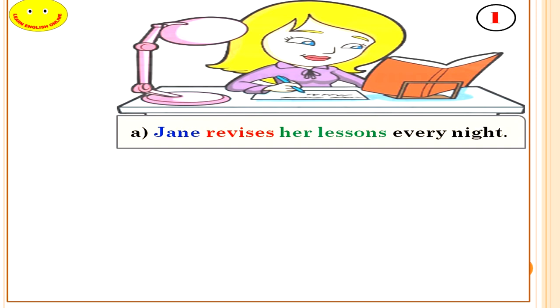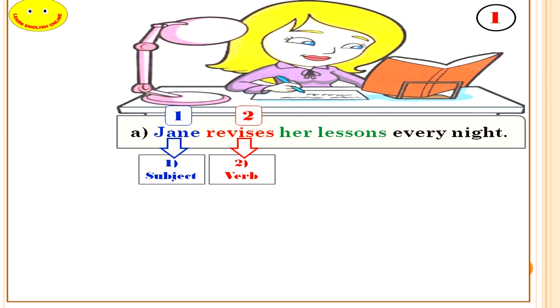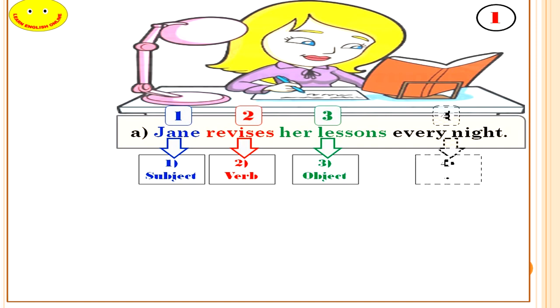Part number 1 is Jane, and it is the subject of the sentence. Part number 2 is, great, revises, and it is the verb. Part number 3 is her lessons, and it is the object of the sentence. And finally, part number 4 is, that's right, every night. And let's call it the rest of the sentence. So the sentence is in the active voice.